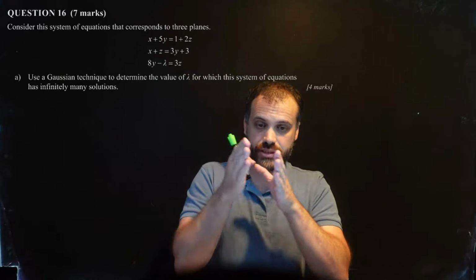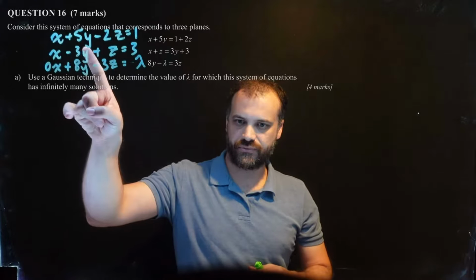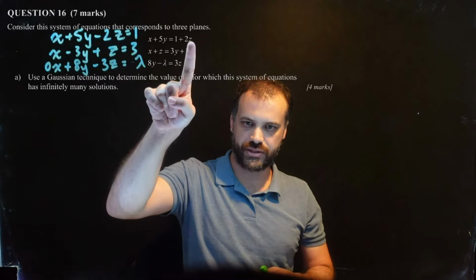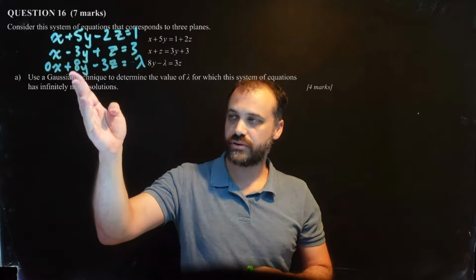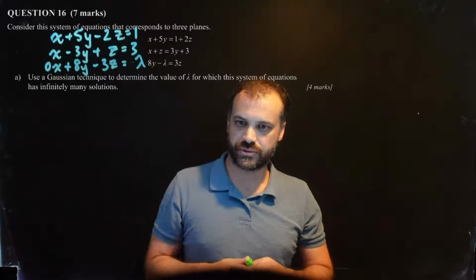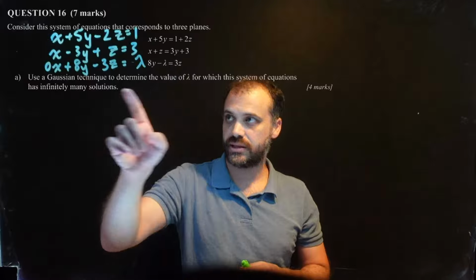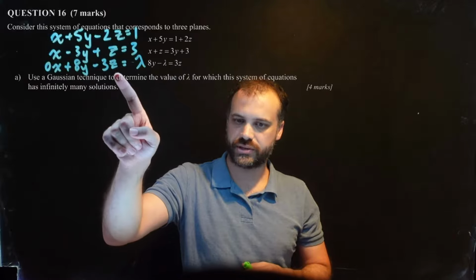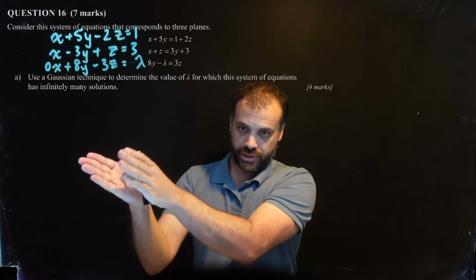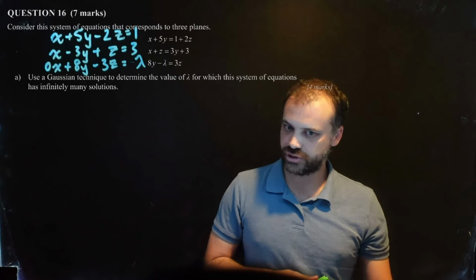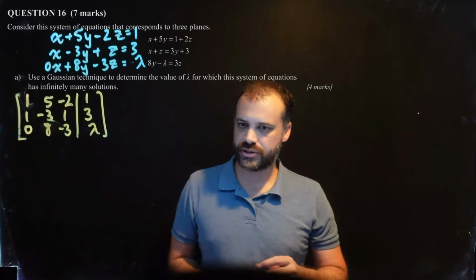x, y, z, constant. All right, so I've done it. The x, the 5y, and then negative 2z. So I've moved that 2z to the other side, equals 1. And then I've done the same here, rearranged it to x, y, z, and equals 3. And on the bottom one, I wrote 0x because there are no x's here. 8y minus 3z, and then lambda is our constant. All right, let's bring that down into an augmented matrix. Okay, there it is. Nothing special happened here. x, y, z's, and the constants.